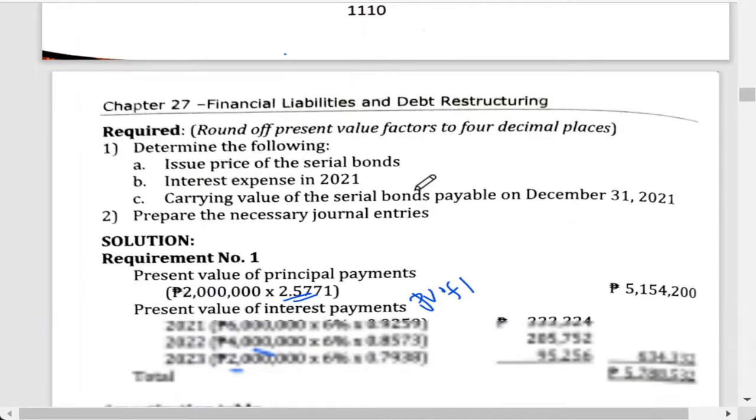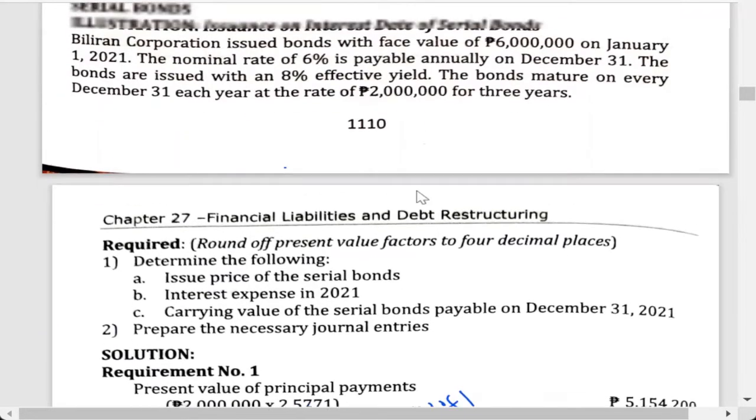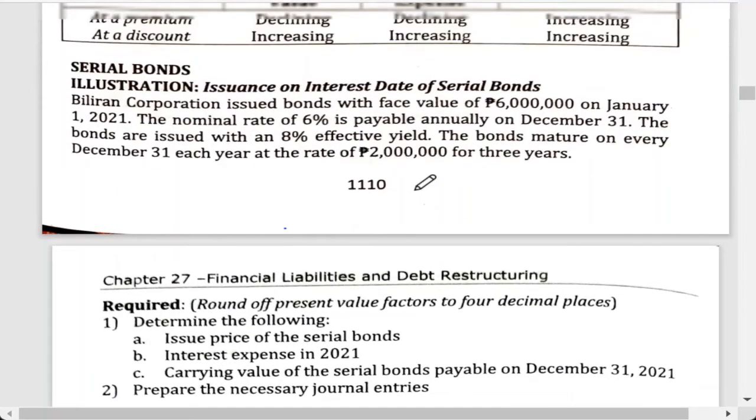So you have the requirements. Compute the issue price of the serial bonds, and then compute the interest expense in 2021, and compute the carrying value of the bonds on December 31, 2021.